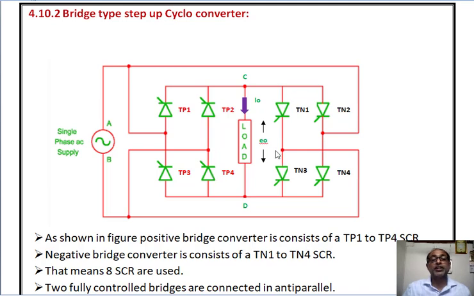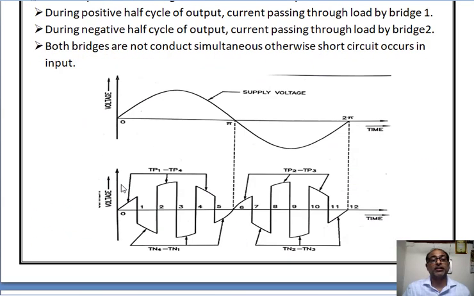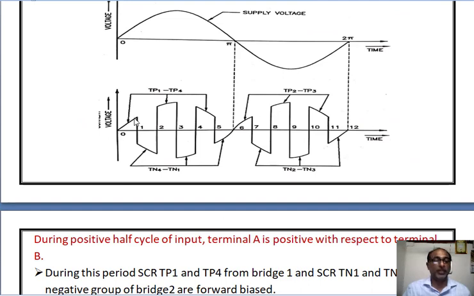So the load current is positive, and the load current flows through the path from terminal A to TP1, then C, load, then D, and then TP4, and then terminal B of the supply. So during this period, the load voltage follows the envelope of the positive cycle. Here you can see.